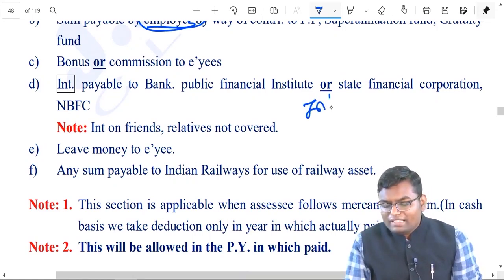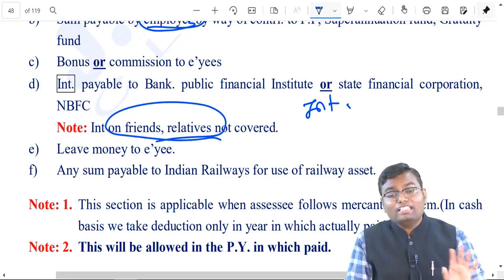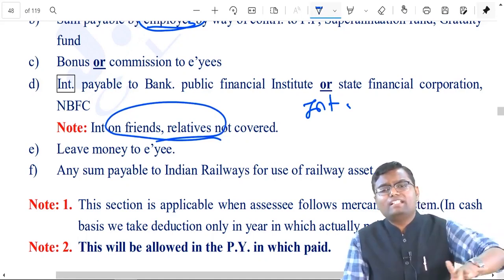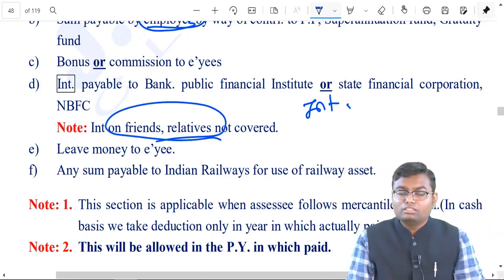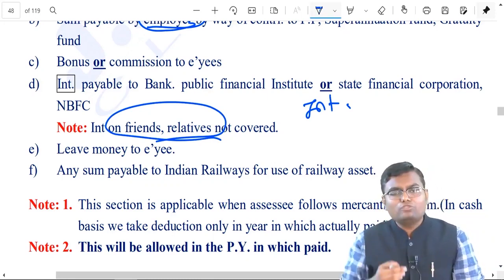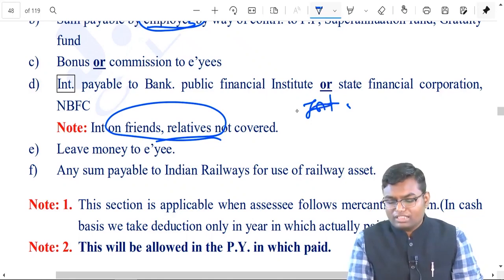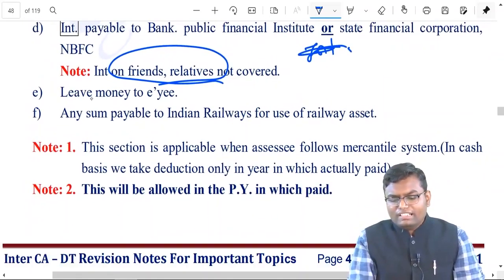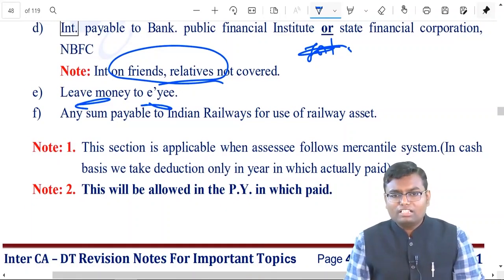Remember, if you pay interest to a friend or relative, even though you do not pay for 10 years, 20 years, still you will get a deduction. But when interest is payable to a bank, PFI, etc., you compulsorily get the deduction only if it is actually paid up to 139(1). Then leave salary payable to an employee, 139(1).